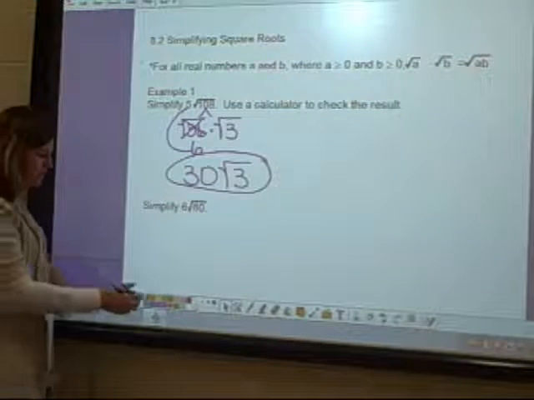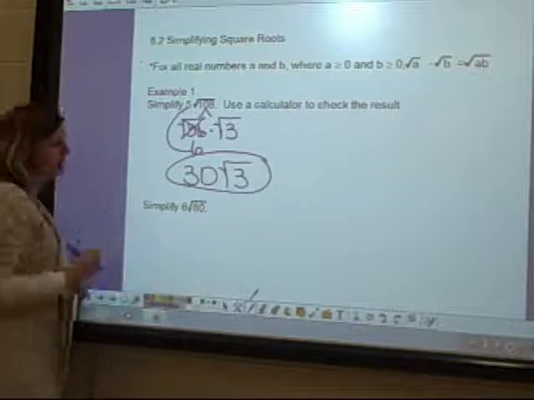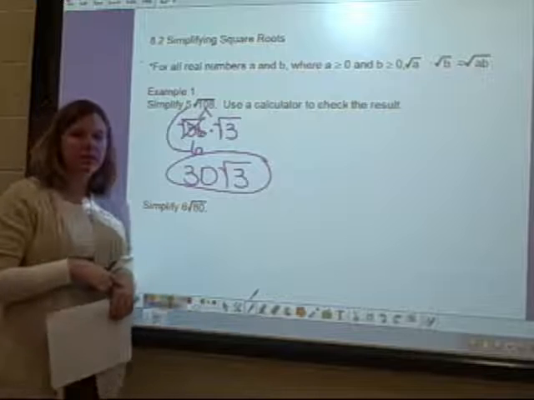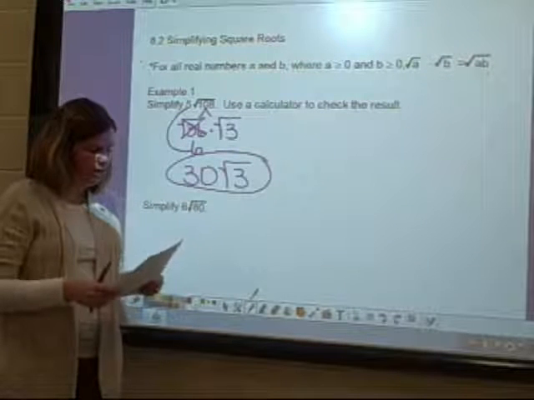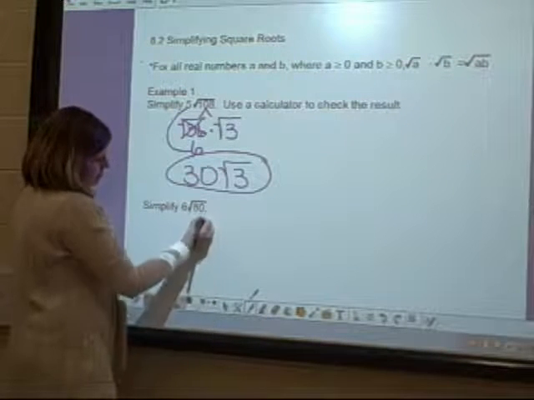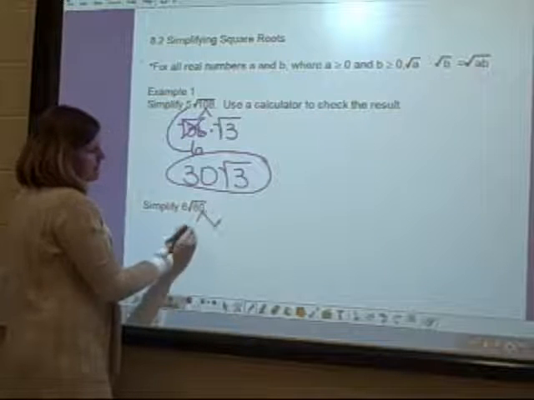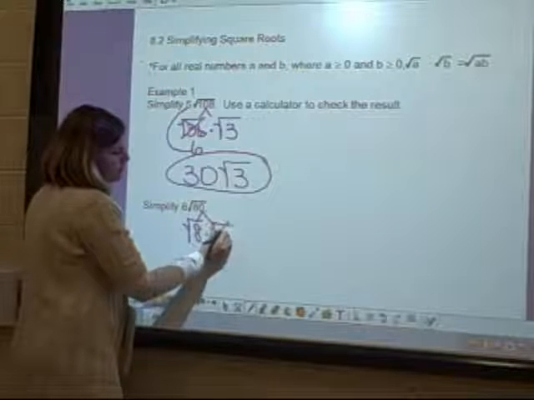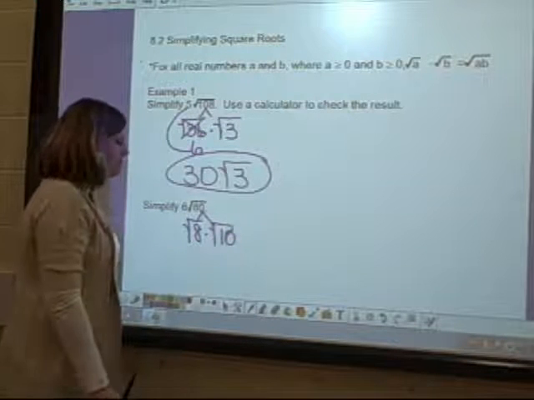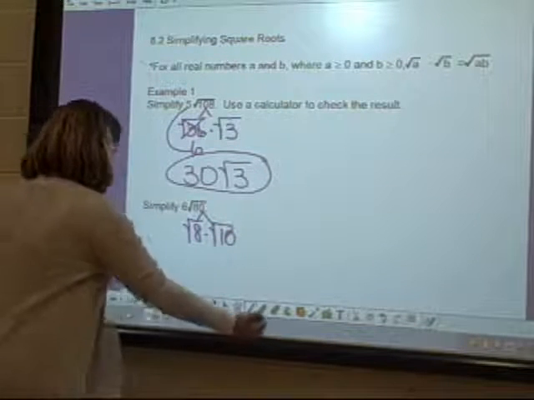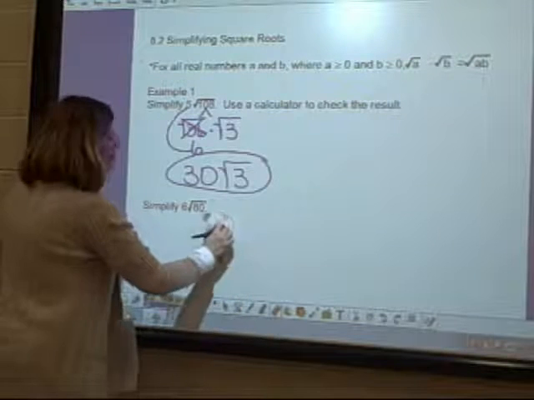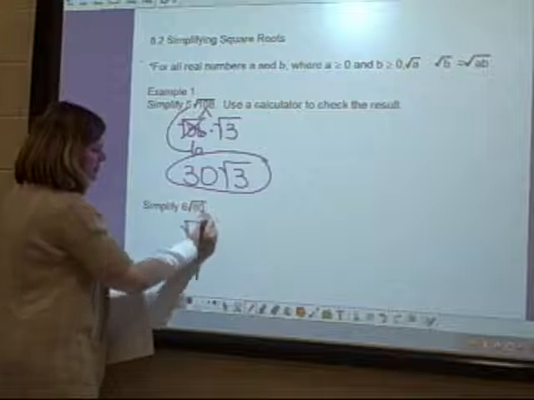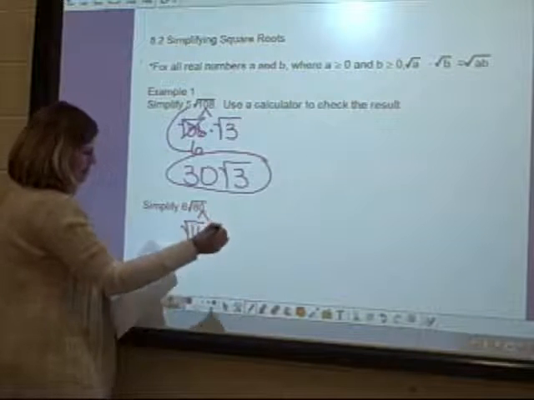If we look at the second one, we're going to simplify 6 times the square root of 80. So I'm trying to find the biggest perfect square that goes into 80, and it's 8. So the square root of 80 is the same thing as the square root of 8 times the square root of 10. No, it's not. 8 and 10 are not perfect squares. Let's try the square root of 16 times the square root of 5.